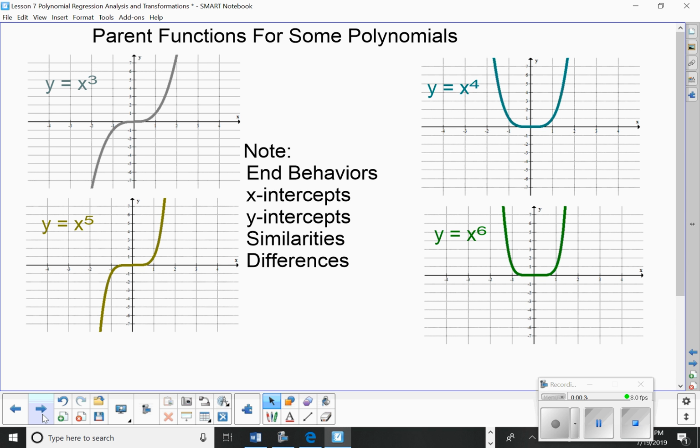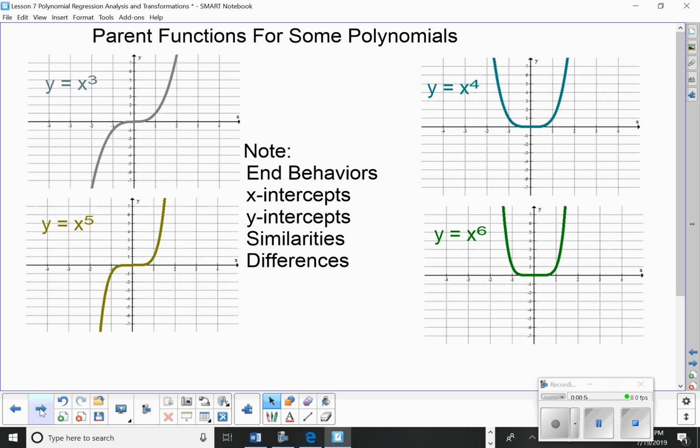There's x cubed, x to the fourth, x to the fifth, x to the sixth. Note the end behaviors, x-intercepts, y-intercepts, similarities, and differences. We've already talked about end behaviors. When it's an odd degree, it's down, up. When it's an even degree, it's up, up. And then you reverse that if it's reflected.